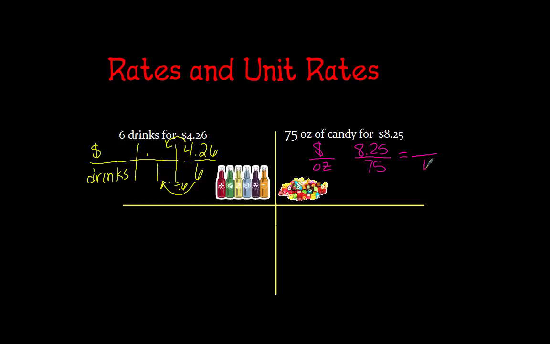So if we divide both numbers by 75, that should give us our unit rate. That's going to give me 0.11, which means it is 11 cents per ounce of candy.